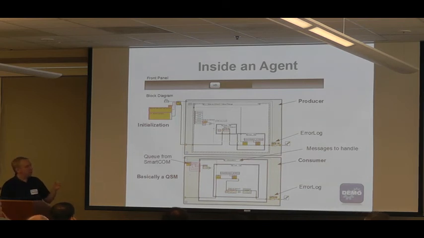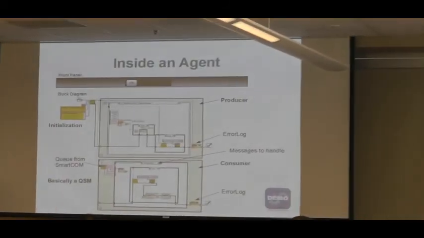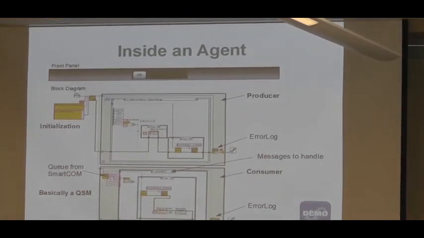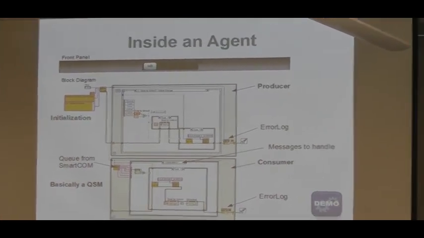This is just kind of a top-level view of the agent I was just looking at. Actually, it's a different one, but very similar. You've got the producer-consumer, messages handled down at the bottom, and the queue state machine.